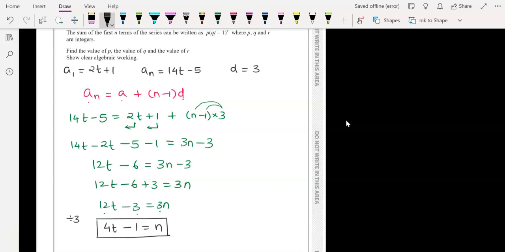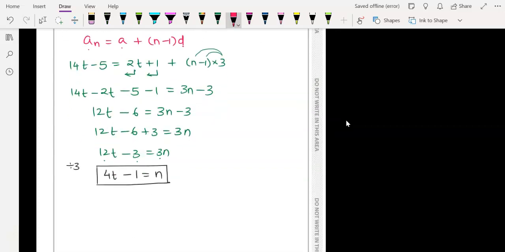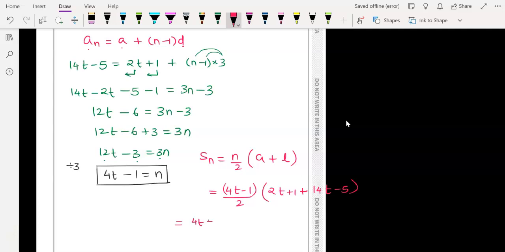Now the formula for Sn, we can use the second one, where Sn formula is n by 2 bracket a plus an or l, the first term plus last term. Now, the number of terms, we already have it here, 4t minus 1 whole upon 2. The first term is 2t plus 1, whereas your last term is 14t minus 5. Now, when you simplify the bracket, 4t minus 1 is same. 2t plus 14t will give you 16t, and 1 minus 5 is negative 4, whole divided by 2.